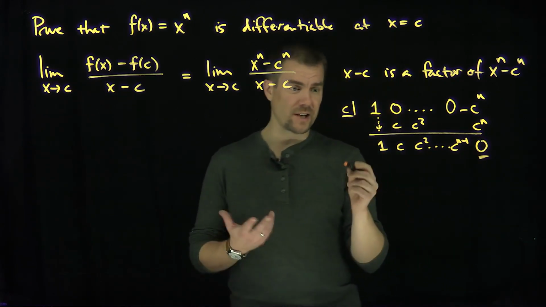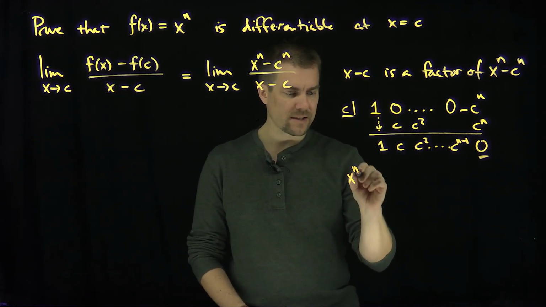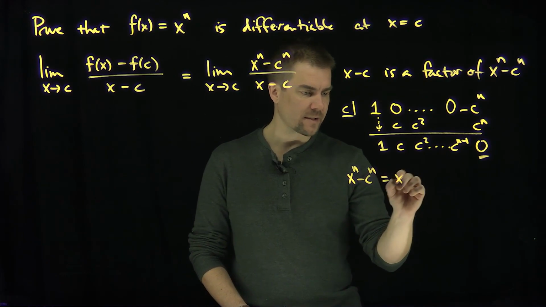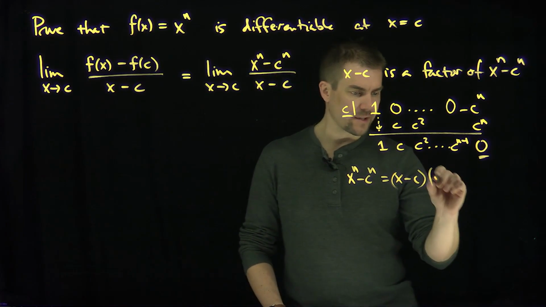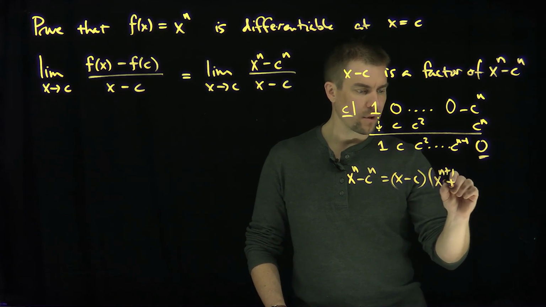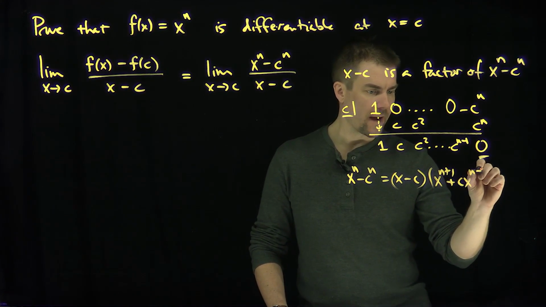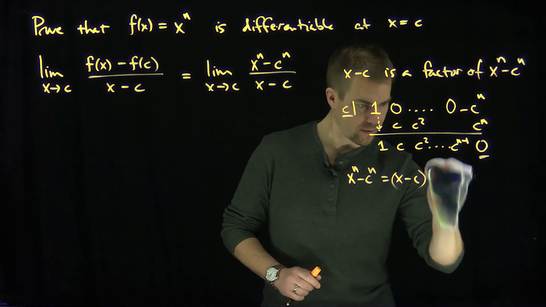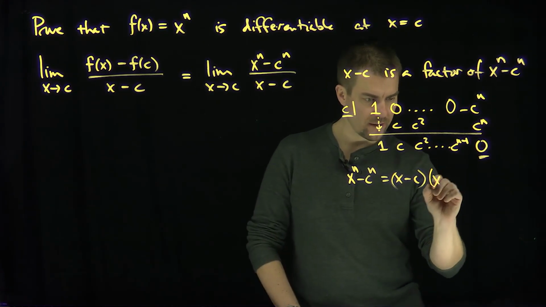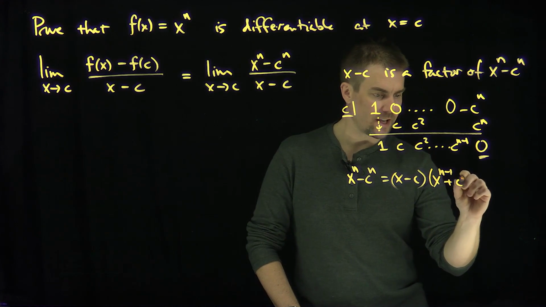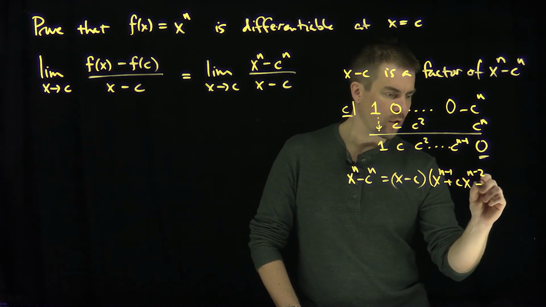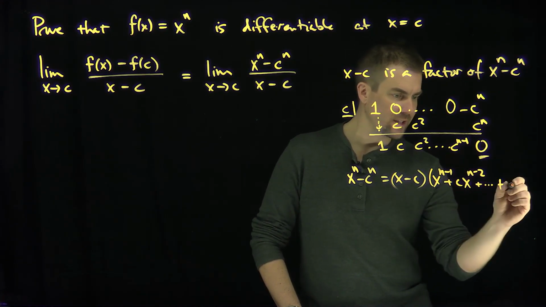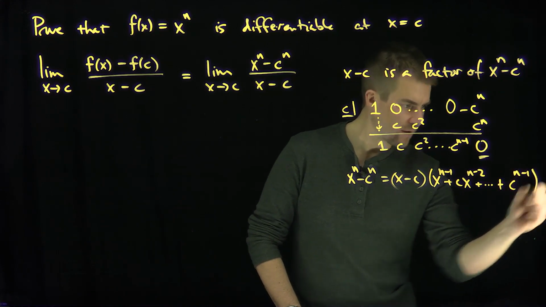And so what our synthetic division tells us is that x to the n minus c to the n is x minus c times this x to the n minus 1, obviously, so let's clear that away. Made a little error there. It's going to be what? x to the n minus 1 plus c x to the n minus 2, all the way down to c to the n minus 1, okay?